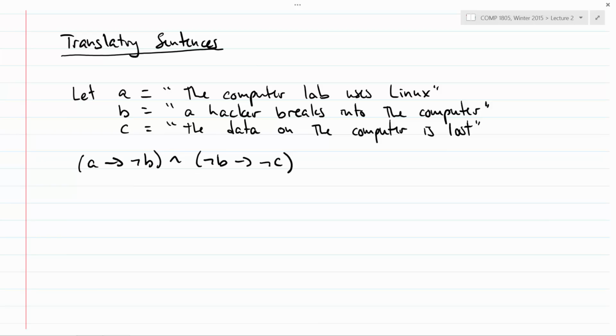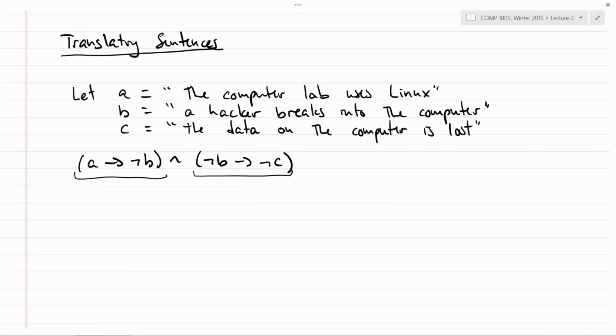Exactly. So the sentence is saying, if the computer lab uses Linux, then a hacker will not break into the computer. And if a hacker doesn't break into the computer, then the data on the computer won't be lost. Right? There's sort of two parts to this. There's this first part on the left and this second part on the right.